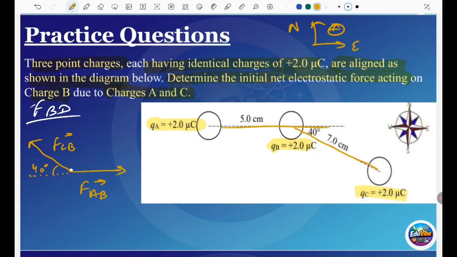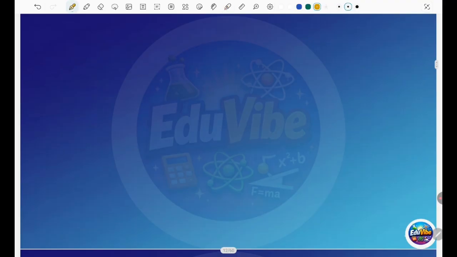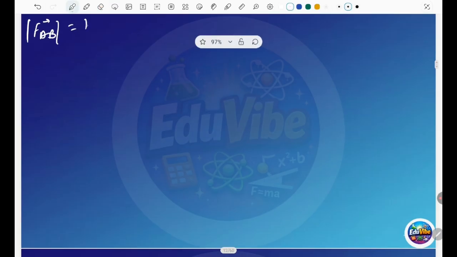The first thing we have to do is find the force of AB, then the force of CB. It's the same thing because we know all the values and we just have to find them. So let's move on to this part, because this was the easy part to do first. Then we move on to the vector components. For the force from A to B, we use k, QA, QB, and QA and QB are the same, so we take Q squared over r squared of AB.